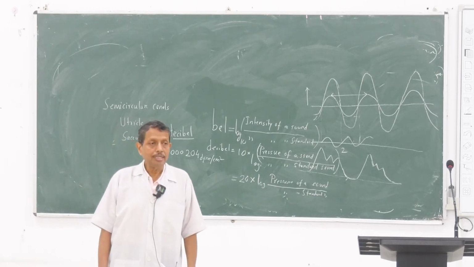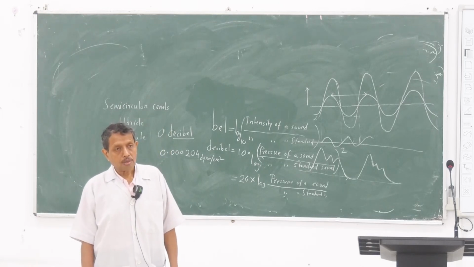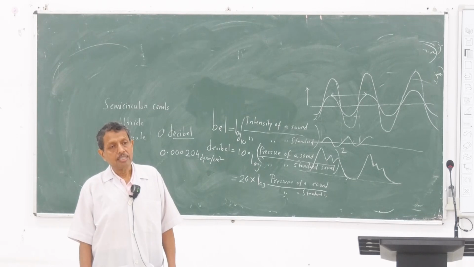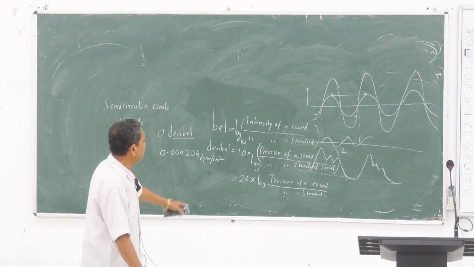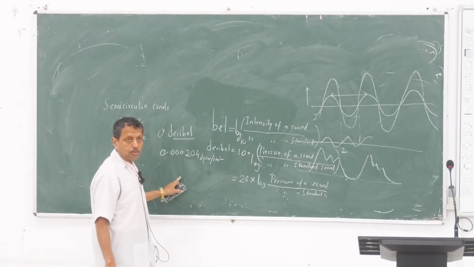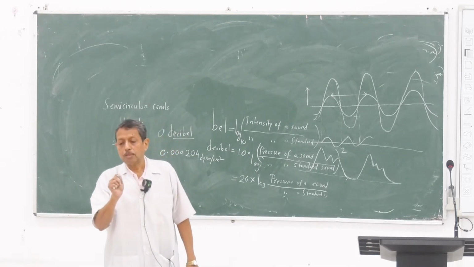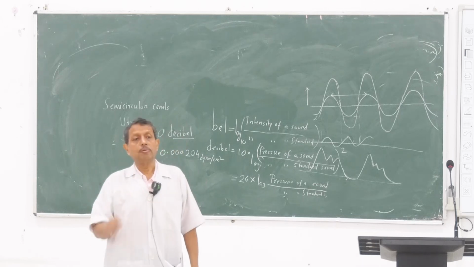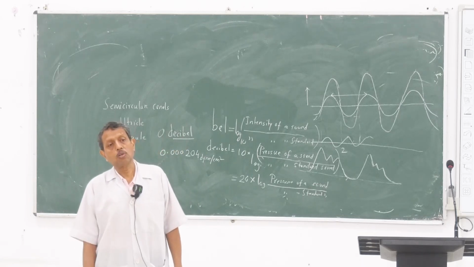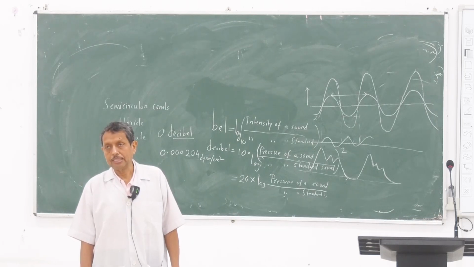0 decibel does not mean absence of sound. Log 1 to any base is 0. So that sound is equal to the standard sound. Normally it is just the faint sound, just audible, the threshold of sound. This is the decibel notation.